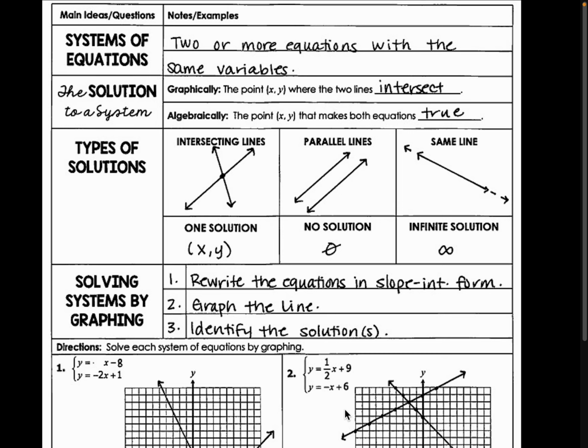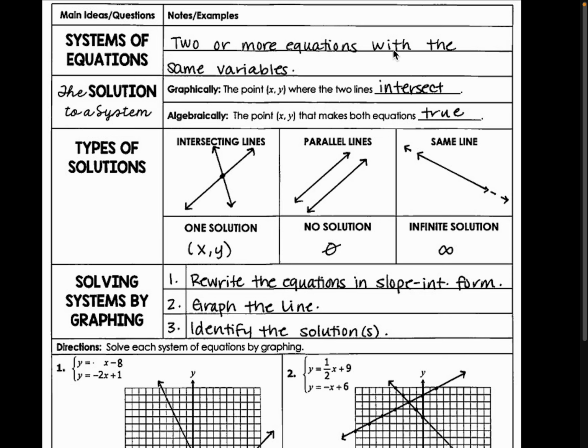sure you get everything. Today we're going to talk about systems of equations, and I'm actually going to be teaching you guys 3 different methods on how to solve systems of equations. You are going to pick which one you like and stick to it, but I'm going to show you 3 different ways. First off, a system of equations is when you have 2 or more equations with the same variable.